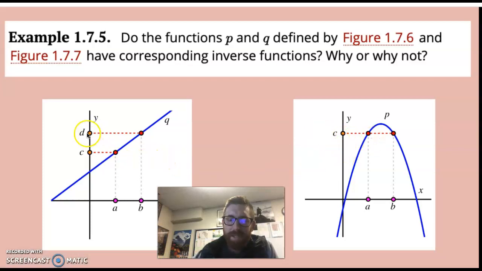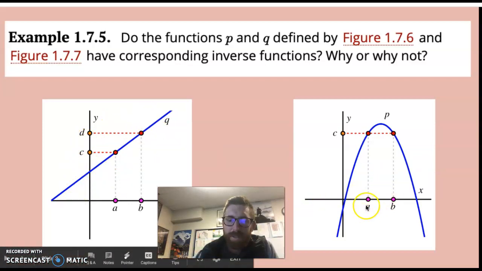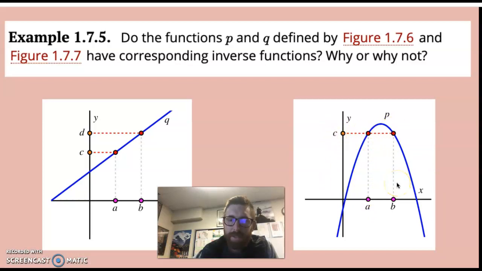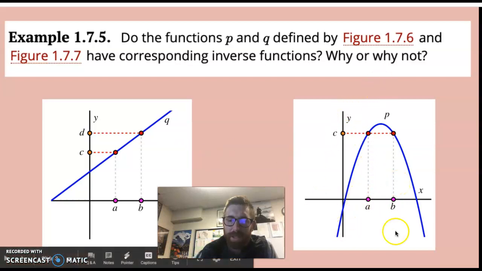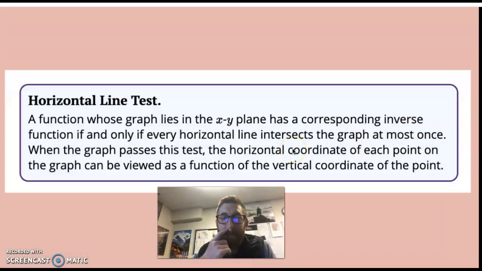So this one will have an inverse. I'm good with that. This one will not have an inverse, because the output gets mapped to two inputs. Remember, a function passes the vertical line test. If I want to see if its inverse exists, I have to make sure that the original function passes the horizontal line test, and I know that's something we talked about in Algebra 2 last year. The horizontal line test: a function whose graph lies in the xy plane has a corresponding inverse function if and only if every horizontal line intersects the graph at most one point.